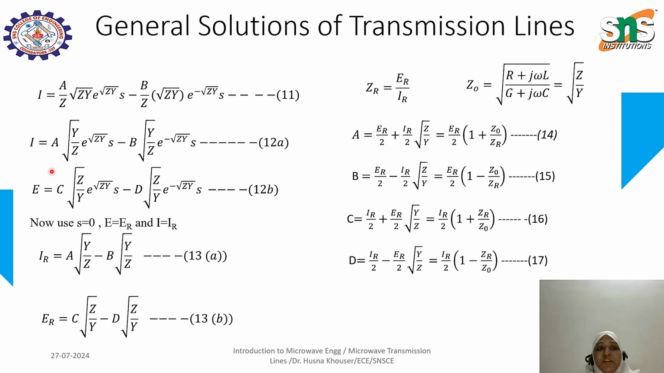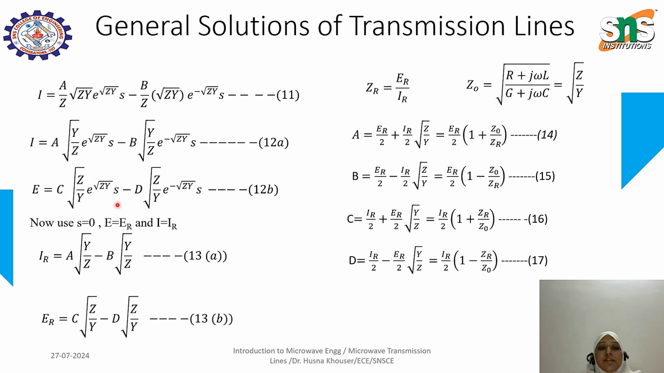By simplifying these terms, after simplifying the Z's and taking root Z inside the root, we get the solution as root of Y by Z into A e to the power of root ZY s, minus B e to the power of minus root ZY s. So we get these two equations of current and voltage, and now we are calculating the receiving end condition, so we make s equal to 0.